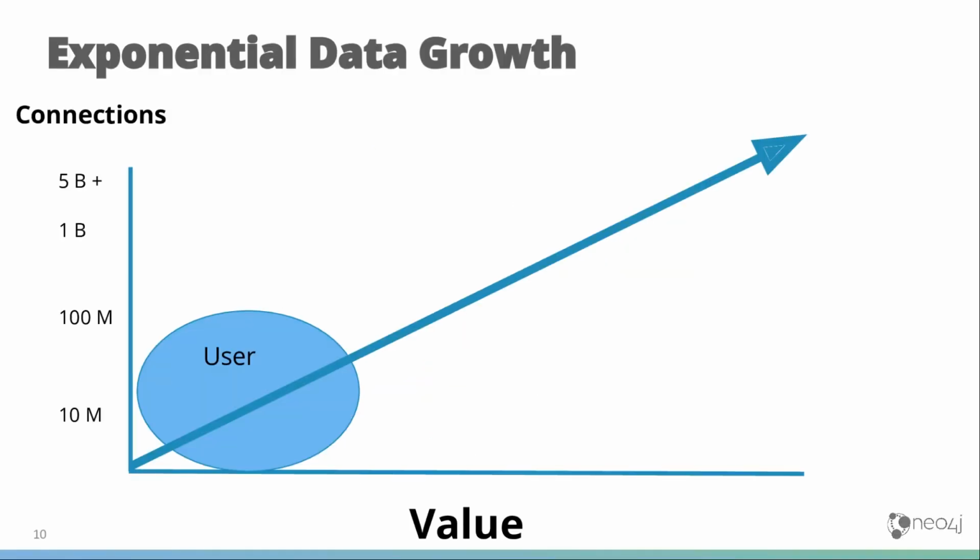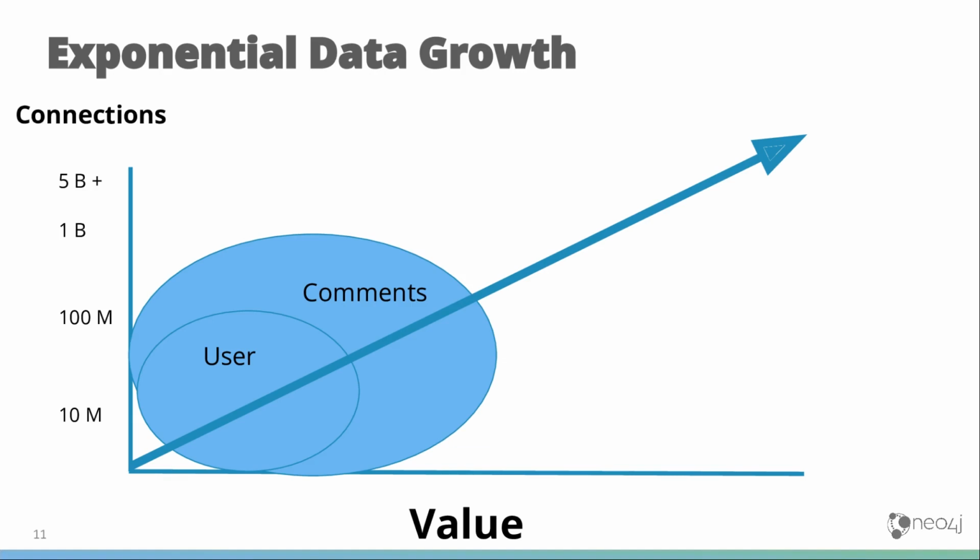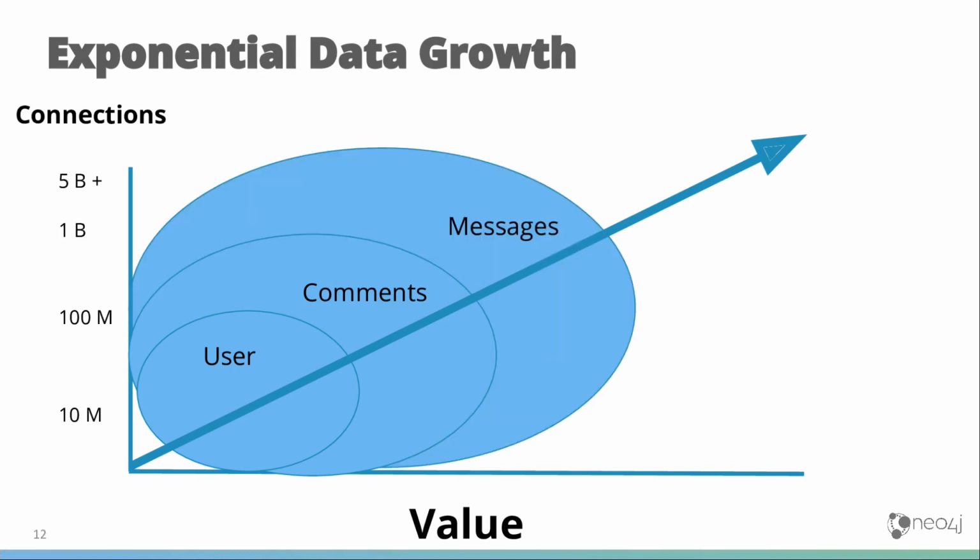So what happens is when you bring all this data in, it brings a lot of connections, but the value also grows as well. So when you just look at users, you're seeing about 10 to 100 million connections. But when that grows and you bring in comments, because users can comment on different areas, that grows to 100 million to 1 billion connections. And then when you grow messages, you can even go further, because you can message different users, you can message on comments.